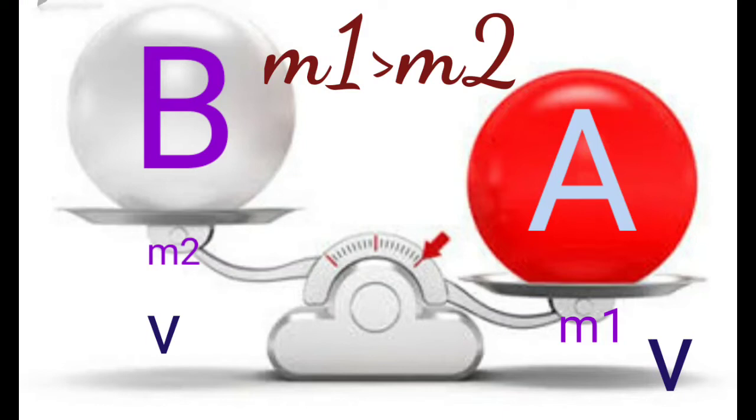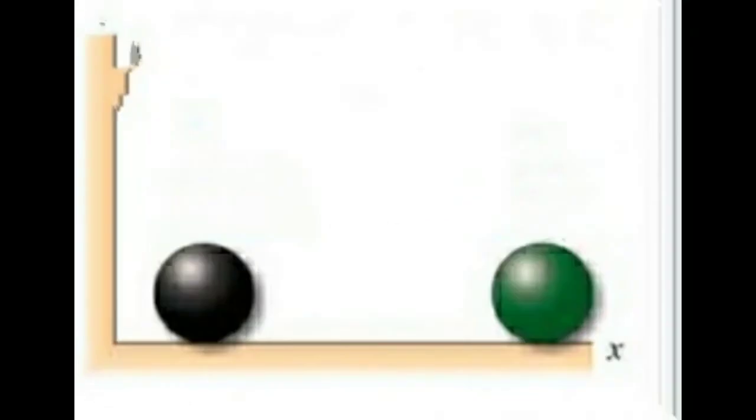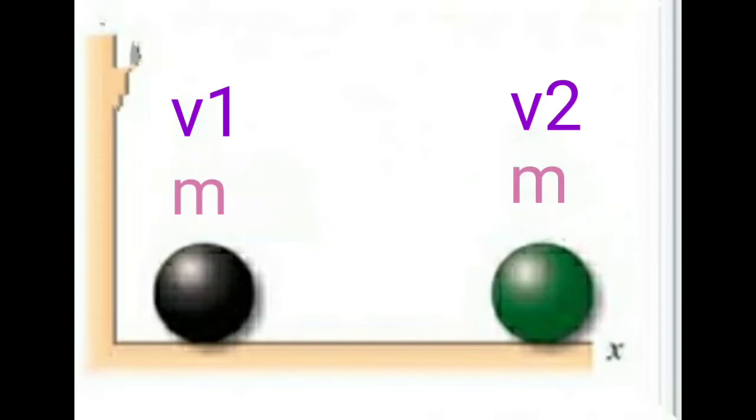It is observed that the force needed to stop the heavier ball A is more than the force needed to stop the lighter ball B. This shows that the heavier ball has more quantity of motion than the lighter ball. Thus, linear momentum of a body is directly proportional to the mass of the body. Now consider a situation where two balls of the same mass are moving with different velocities. It is found that the force needed to stop a fast moving ball is more than the force needed to stop a slow moving ball.